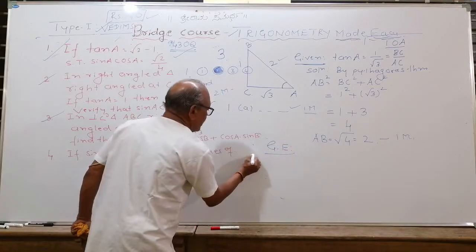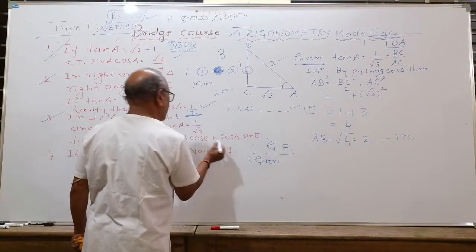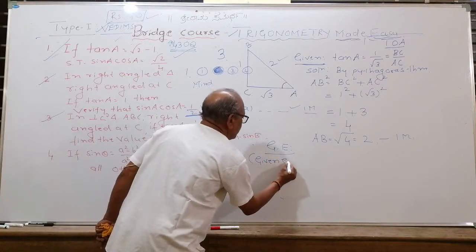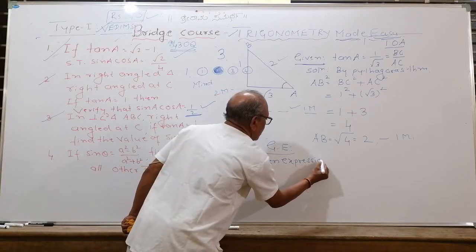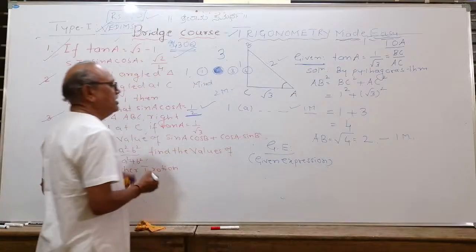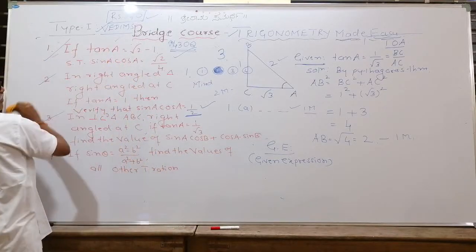Generally, GE means given expression. It is not an equation. We are asked to get the value of the expression, the given expression. Whenever I write given expression, I will be writing GE. Okay, let us continue here.